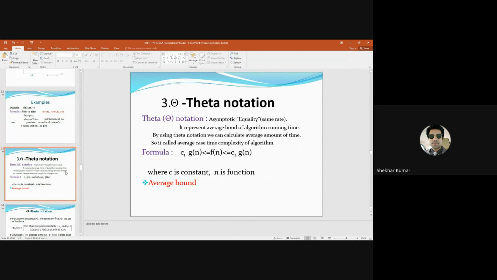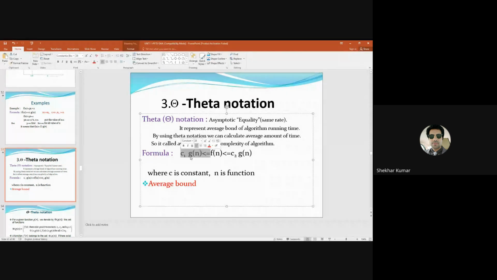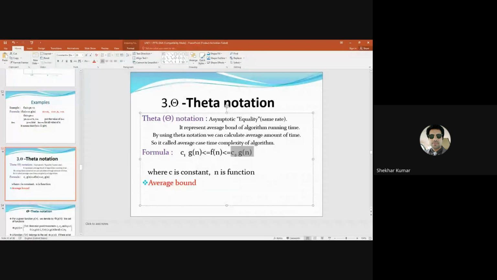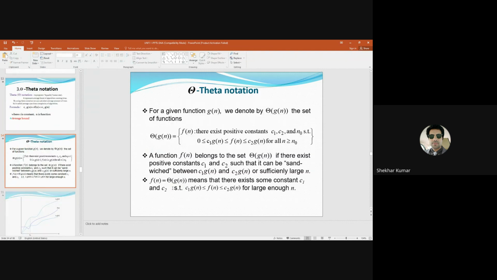Here, the value of f(n) will vary between the tightest upper bound and the tightest lower bound. You can see that the value of f(n) is greater than c1 of g(n) and less than c2 of g(n). So it describes the average bound between the tightest lower bound and the tightest upper bound. One is the upper bound, one is the lower bound, and it lies between the worst and best case. It is the average amount of time to execute an algorithm.